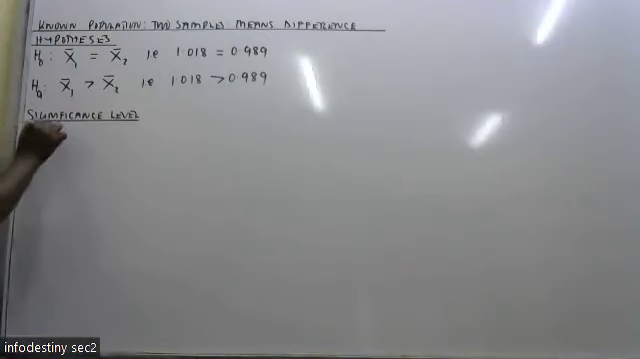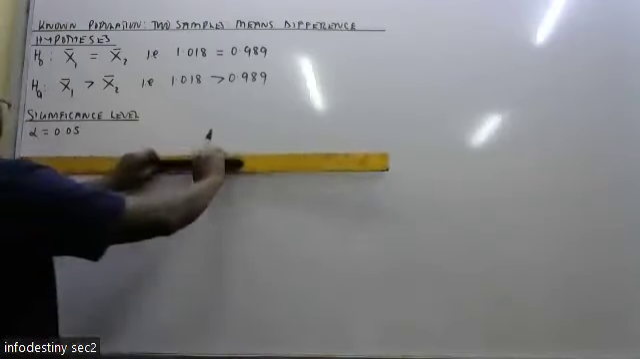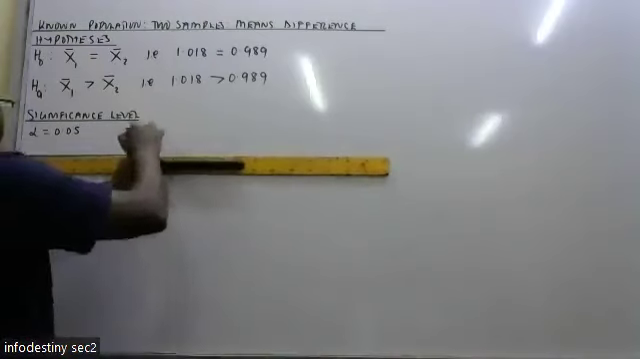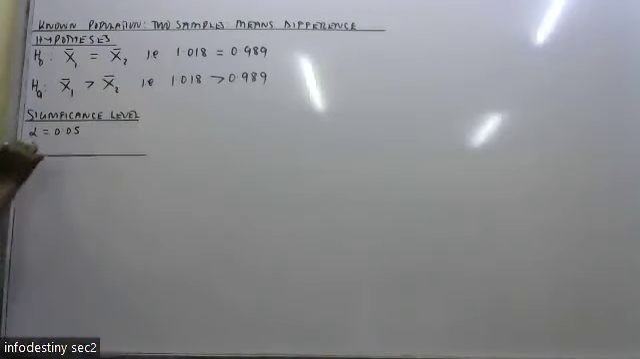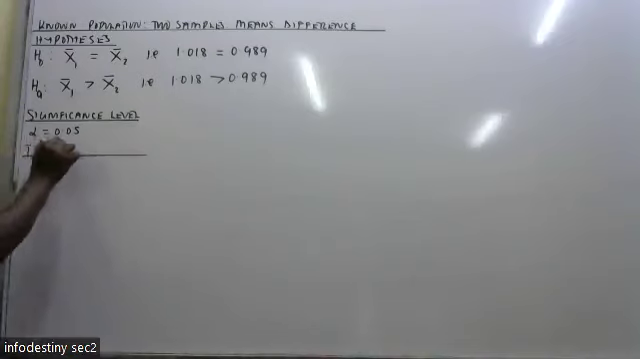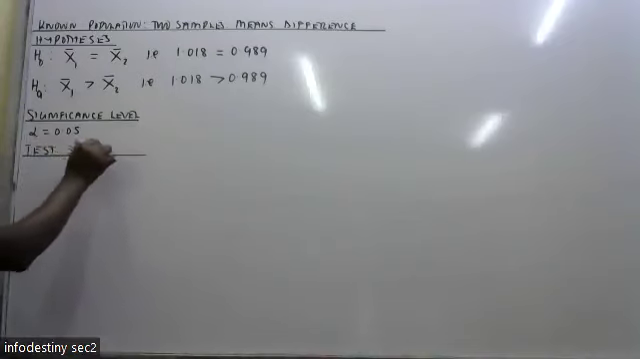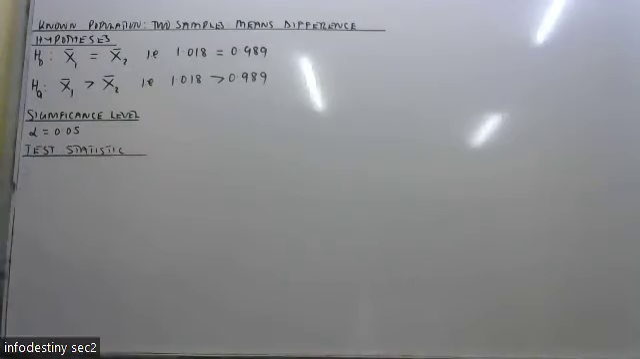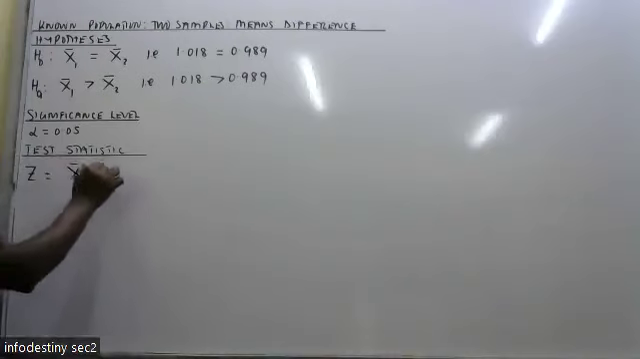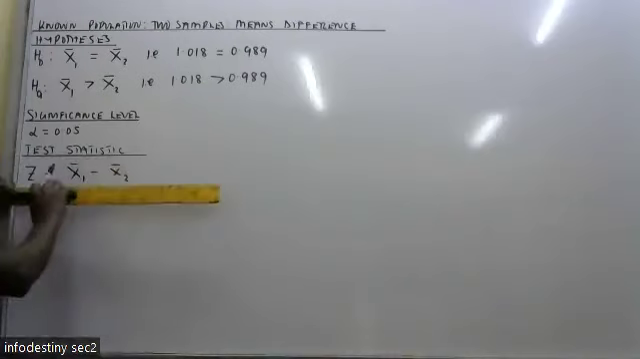So alpha is 0.05. So this is Z is equal to x bar 1 minus x bar 2.